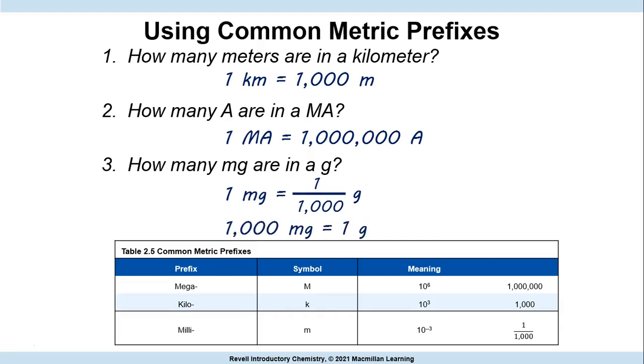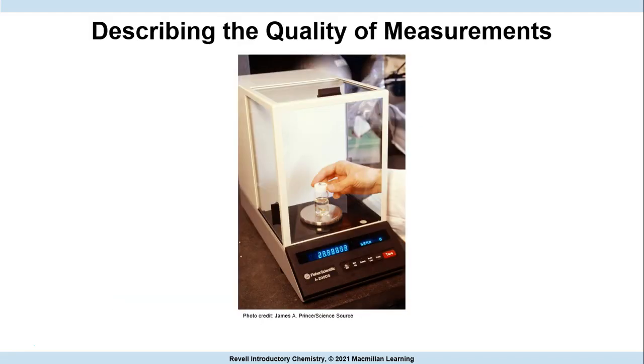So you have all of these conversions and you need to know them. So mega is capital M, which is a symbol, and the meaning is 10 raised to the power 6. Kilo, small k, lowercase k, which is 10 raised to the power 3, and milli is 10 raised to the power minus 3.